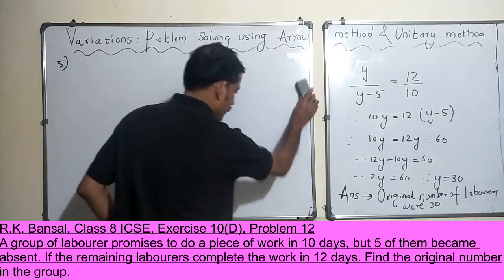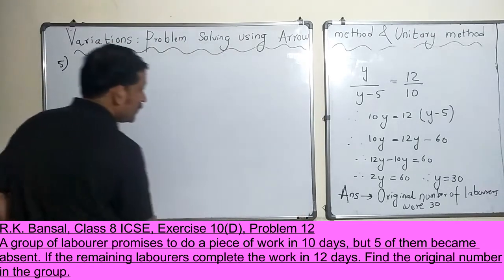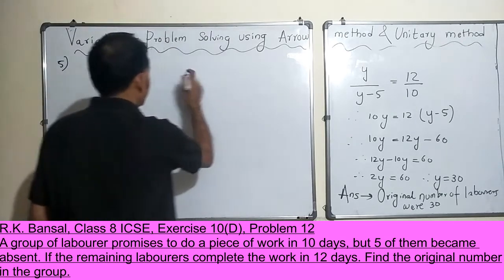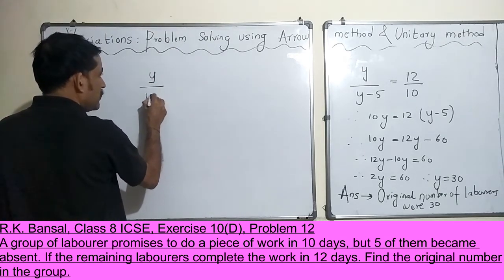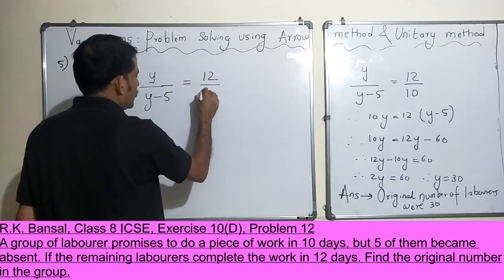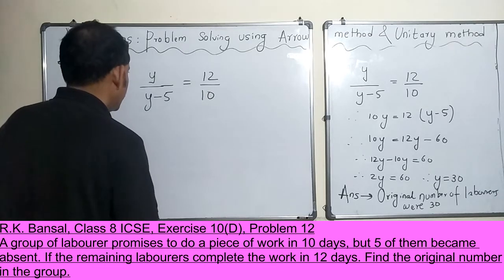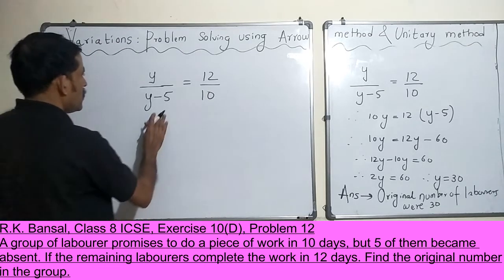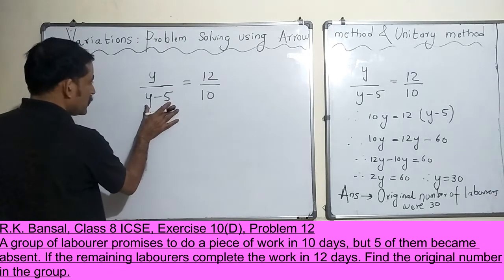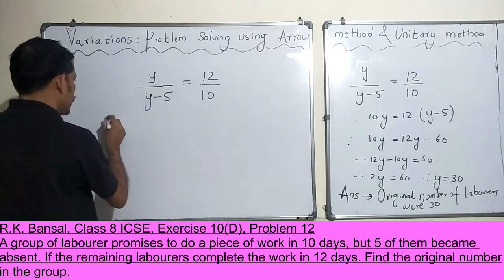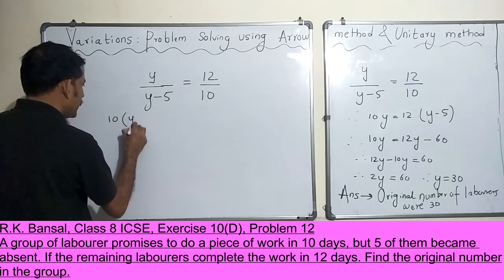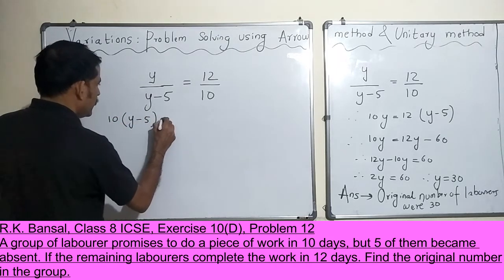All right, so let's finish this. y by y minus 5 is equal to 12 by 10. Okay, so now from here, how did we get this step, right? I don't want y minus 5 and I don't want 10. So I multiply both sides by 10 y minus 5.